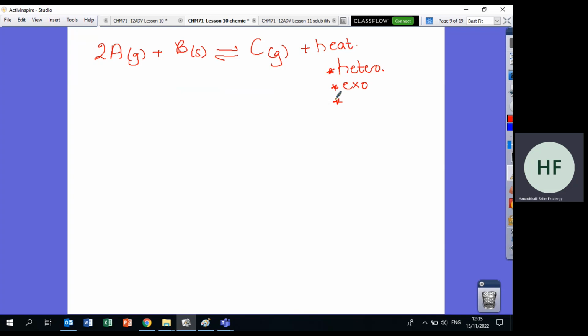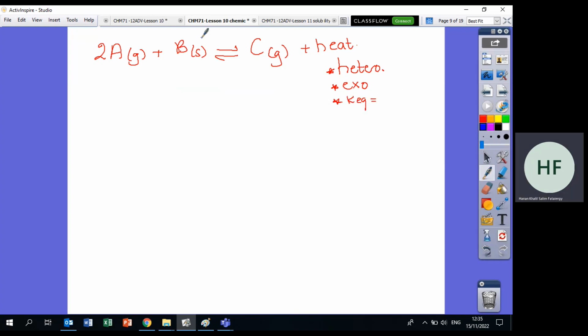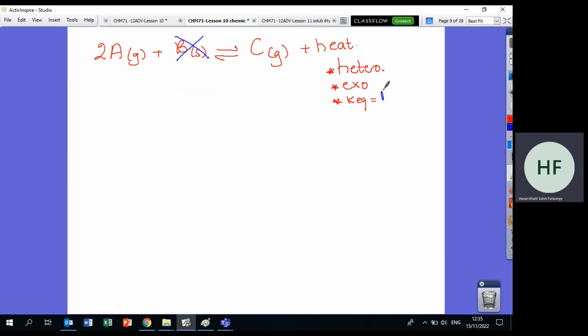طيب. هلا, if I say for you write KEQ expression, who will be cancelled? طبعا B will be cancelled. So we write products over reactants. C over A. Be careful, this 2 will become square.